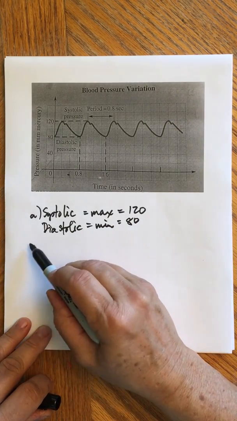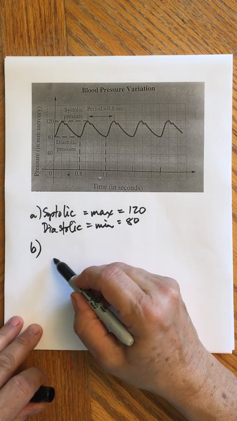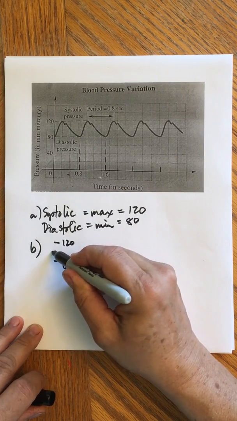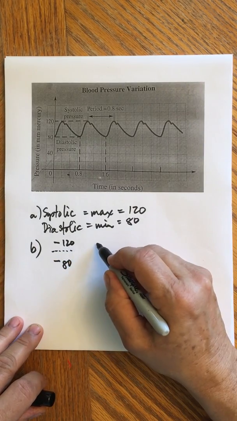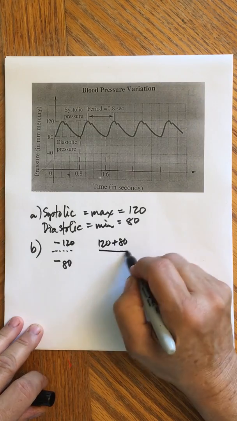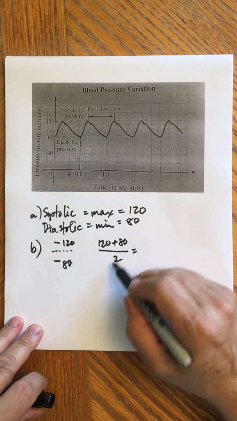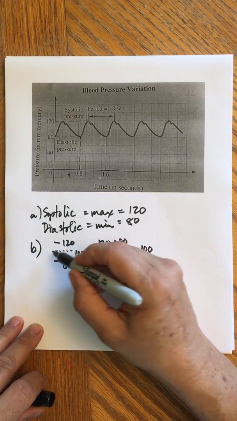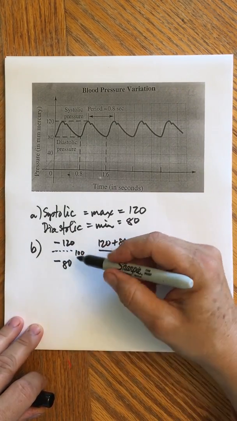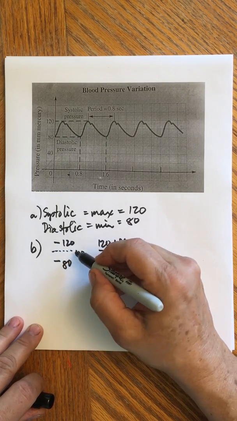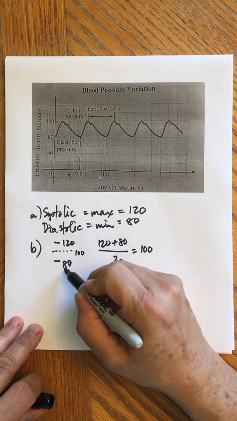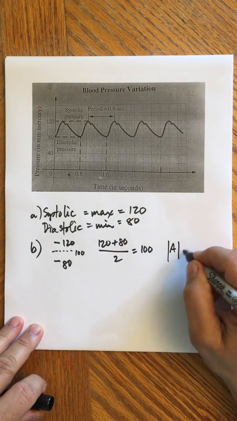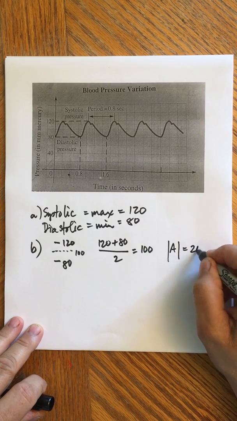Part B, find the amplitude. What we see is we go from 80 to 120, and what would be in the middle? If we take an average, 120 plus 80 divided by 2, we get 200 divided by 2, which is 100. So basically 100 would be the new x-axis. And from 100 to 120 is 20, or from 100 to 80 is also 20, it's just negative. So the absolute value of the amplitude is 20.